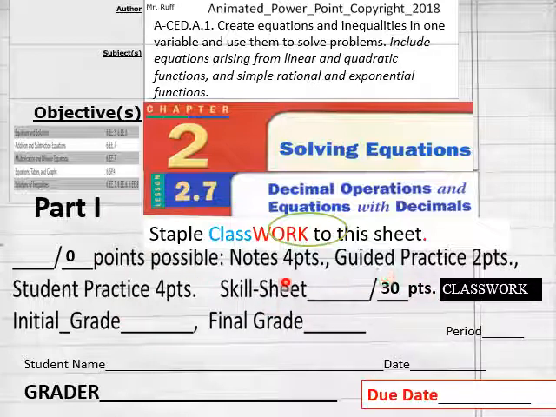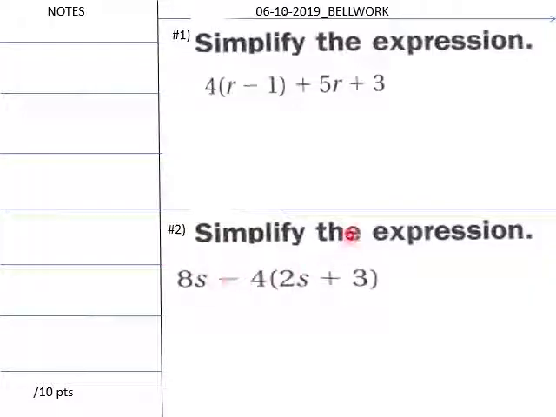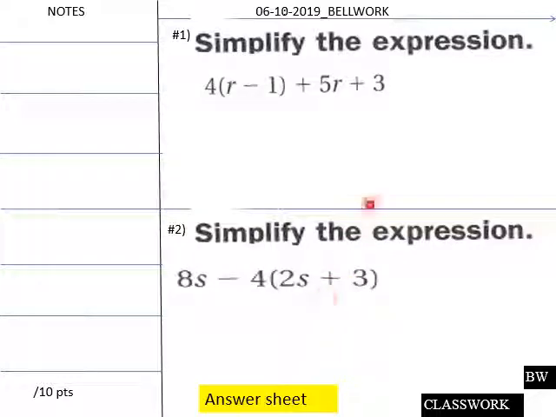Part 1, we have a 30-point classwork sheet today. No points for notes today, no notebook points today. Teachers, here's your bell work for today. Give your students 5 minutes to simplify both of these expressions.